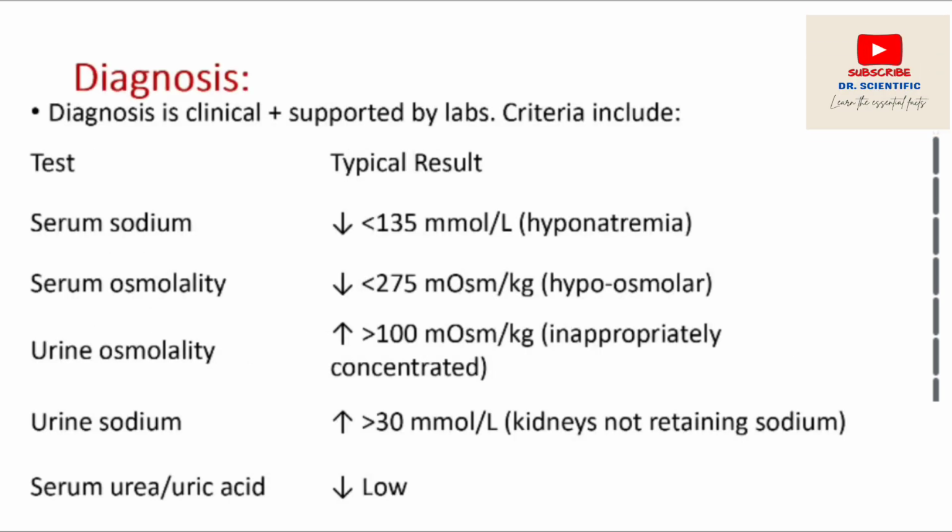So we have diagnosis of SIADH. Then we have test and the typical result. So serum sodium is decreased, that is hyponatremia, than normal. You see normal there is 135. Serum osmolality also decreases. Urine osmolality increases because the urine is now concentrated. Then urine sodium also increases. Then serum urea or uric acid becomes low.